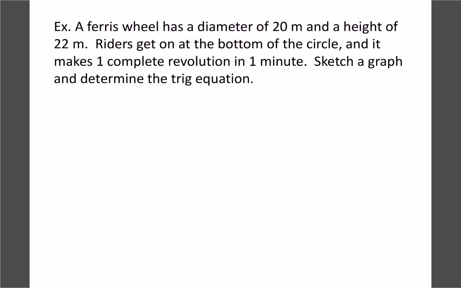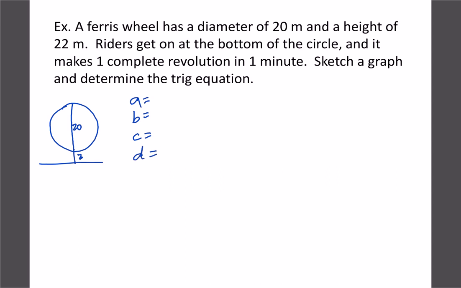Okay, let's do a different one. So here we got a Ferris wheel. It says our Ferris wheel is a diameter of 20 and a height of 22. So let's sketch this. So we've got our Ferris wheel. If it's got a diameter of 20, so that's our distance across, but above ground it's got a height of 22, so that means we've got 2 meters space between the ground and the bottom of the Ferris wheel. So in this case, riders are going to get on the bottom, and they're going to make one complete revolution in 1 minute. Okay, so let's figure out our ABCDs again.